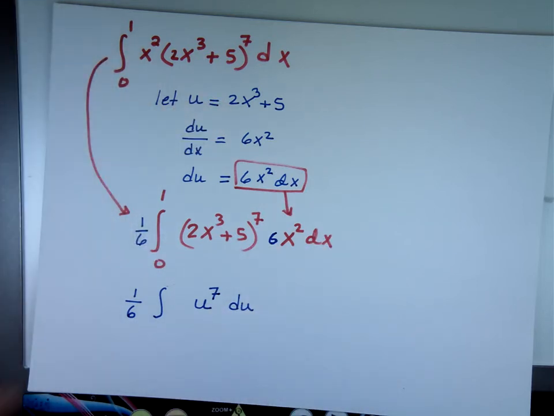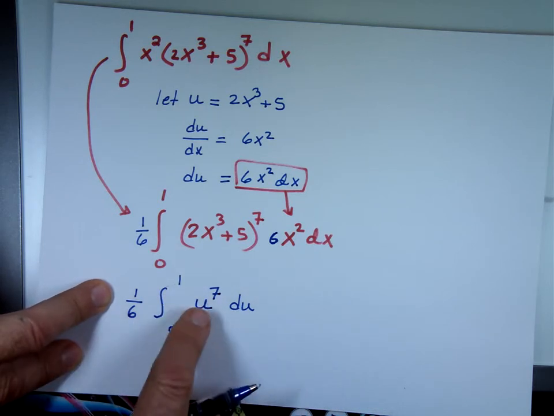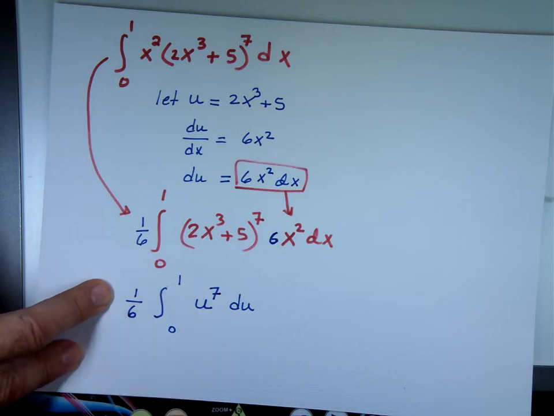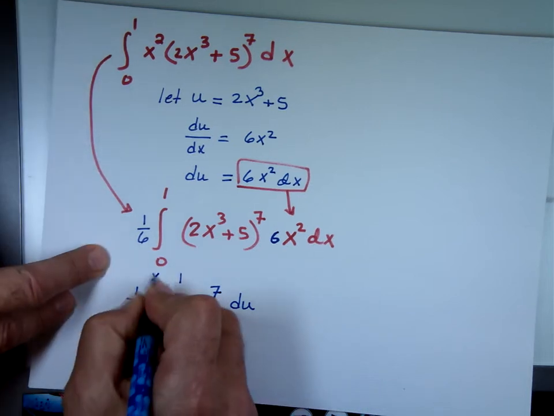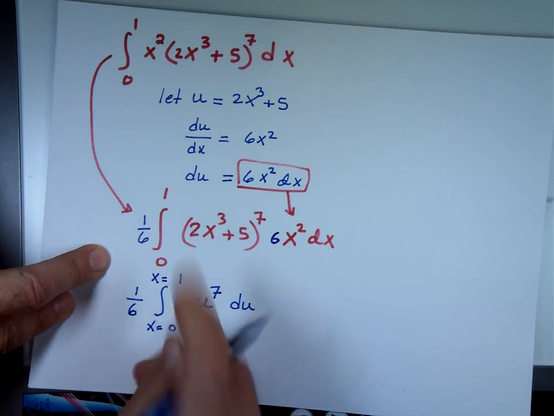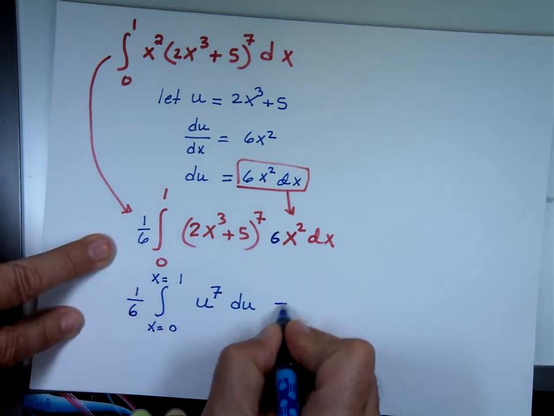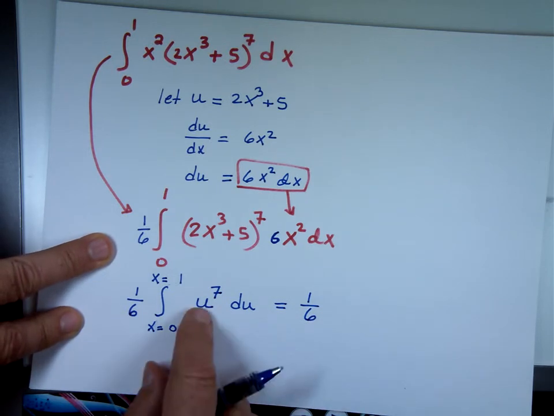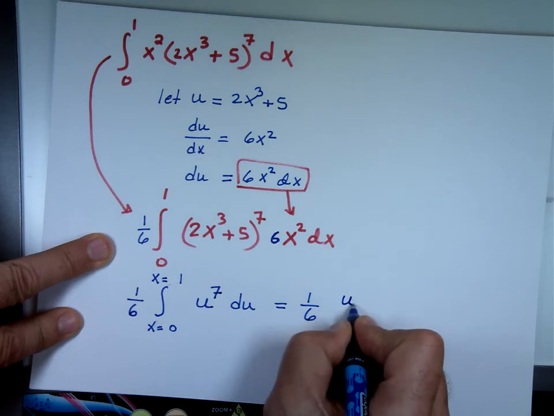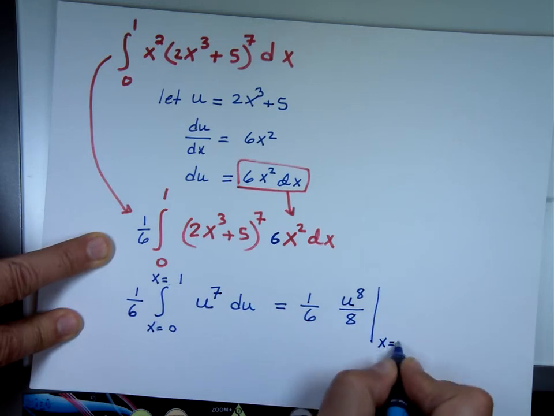I erased what I put here, 0 to 1, because when you put 0 to 1, anyone looking at this will think u is going from 0 to 1. It's not. In the original problem, we're talking about x going from 0 to 1. So you can fix that by writing x equals 0 to x equals 1 to let people know where you're going from. And you can change your answer back to x and plug in these numbers. So what's my answer? It's 1/6. Now that's a definite integral. I don't need the c here. That becomes u to the power 8 divided by 8. I don't need the c. x equals 0 to x equals 1.